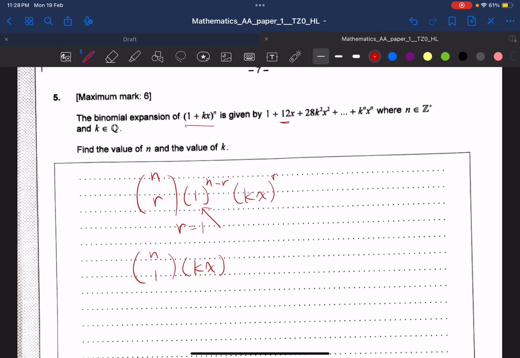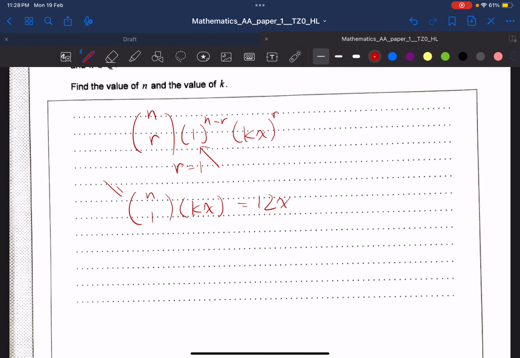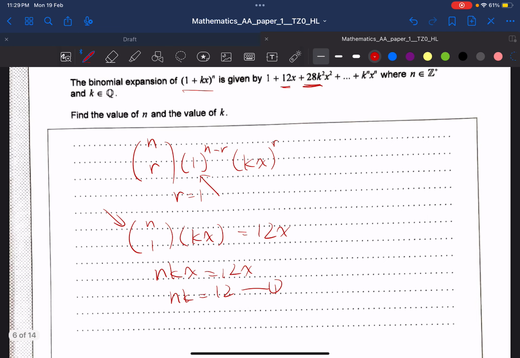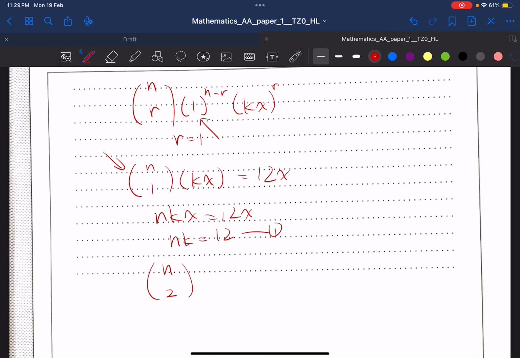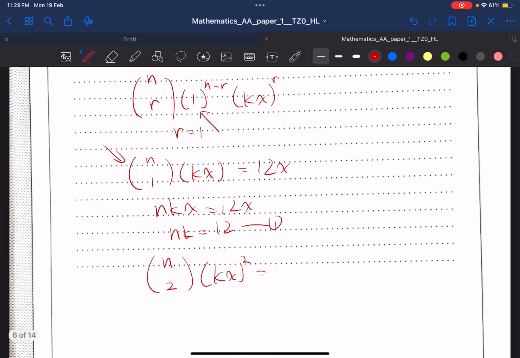So this is kx. Okay, and they told you this is 12x. N choose 1 by definition is n. So nkx equals 12x, so nk equals 12. So this is our first equation here, sorry. Okay, first equation. Second equation, you probably use this. So n choose 2, and then kx squared, and this equals 28k squared x squared.